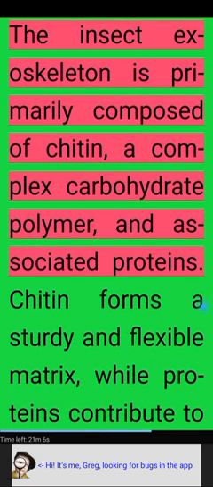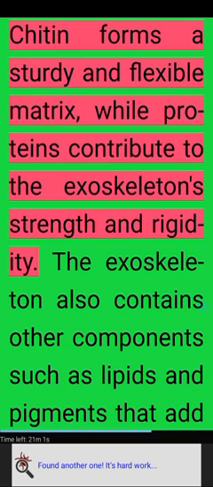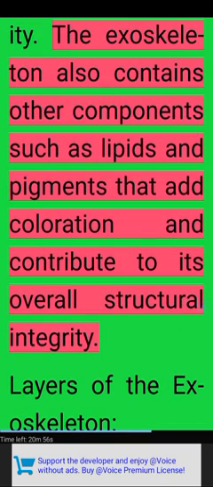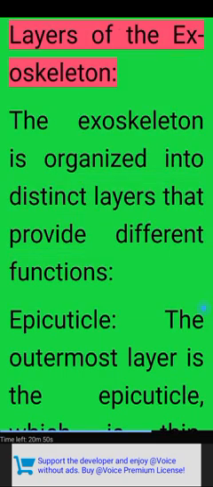Composition. The insect exoskeleton is primarily composed of chitin, a complex carbohydrate polymer, and associated proteins. Chitin forms a sturdy and flexible matrix, while proteins contribute to the exoskeleton's strength and rigidity. The exoskeleton also contains other components such as lipids and pigments that add coloration and contribute to its overall structural integrity.